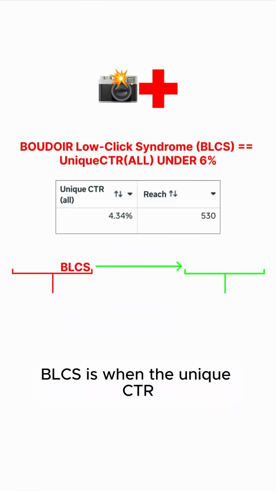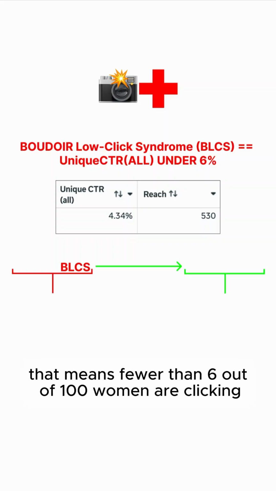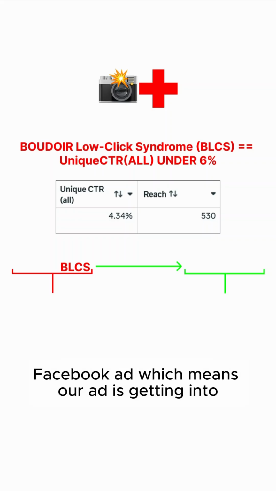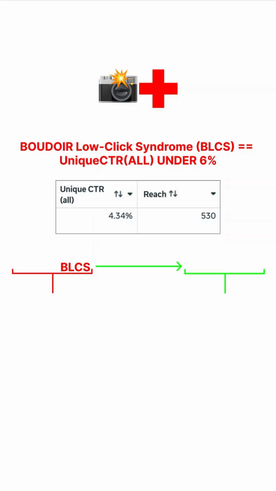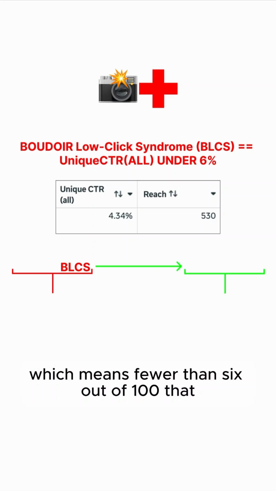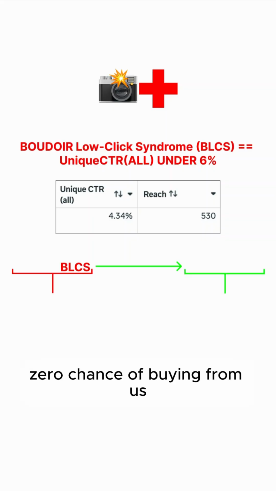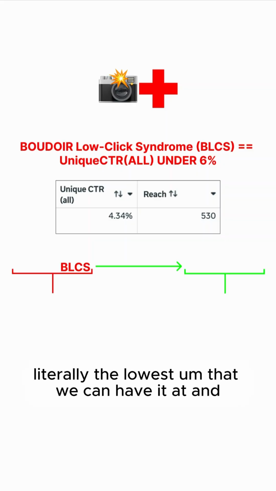So boudoir low click syndrome, BLCS, is when the unique CTR all of our boudoir Facebook ad is under 6%. That means fewer than 6 out of 100 women are clicking somewhere on our boudoir Facebook ad, which means our ad is getting into fewer than 6 out of 100 women's brains, which means fewer than 6 out of 100 that our ad is served to actually have a non-zero chance of buying from us. So we got to get this number as high as possible. 6% is the absolute minimum, literally the lowest that we can have it at.